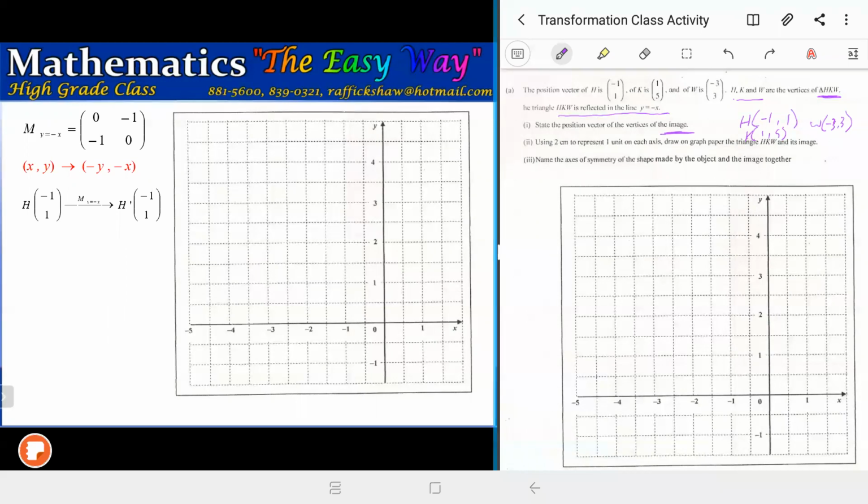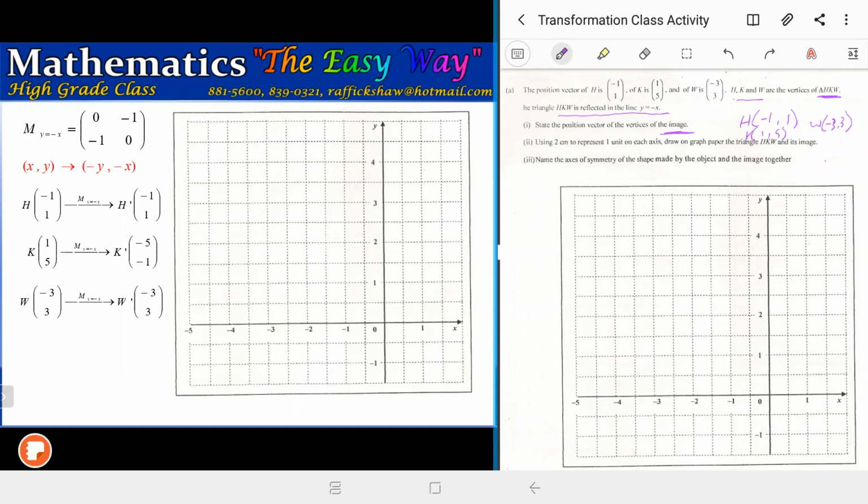A student asked me the other day if a point and its image can be the same point. Yes, because that's an invariant point under the reflection. Now the point K, which is (1, 5), is going to go to (-5, -1). The values switch around and change sign. The point (-3, 3) is also on the line y equals minus x, so it is an invariant point and goes back to (-3, 3).